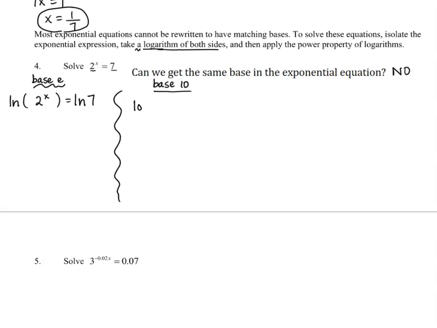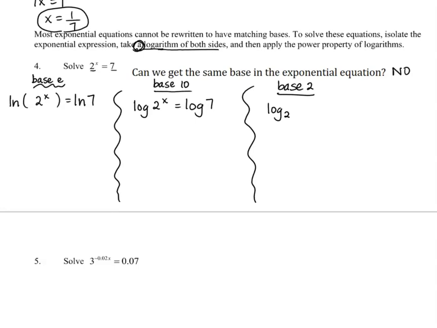So then I would have just had log of 2x is equal to log of 7. And I'm also going to choose to use a base of 2. So these are all 3 different ways we could start solving this problem. This simply said take a logarithm. It didn't say which logarithm. I'm showing what we would get depending on which logarithm we chose to take. So I've started the problem 3 different ways by taking a logarithm on both sides.